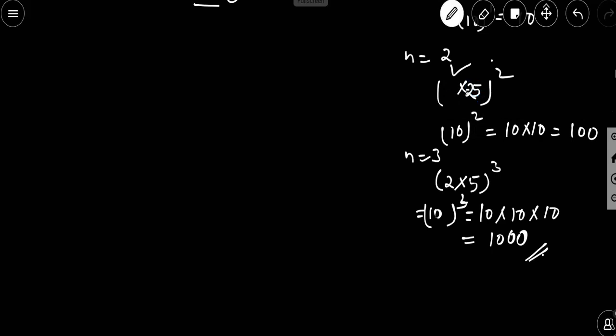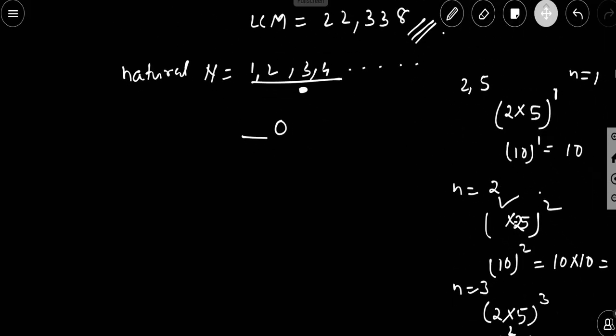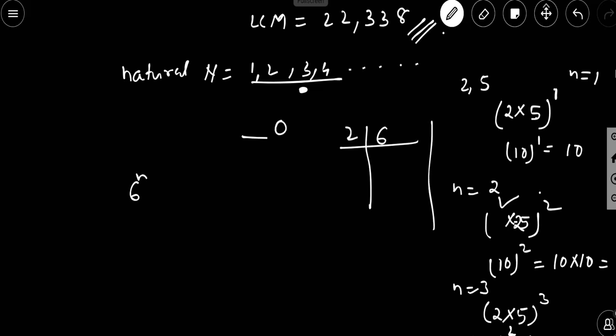Now, let's find the factorization of 6, since he has given 6 to the power of n. 6 is 2 times 3, and 3 is again a prime number. So you are going to get (2 into 3) to the power of n. This could be written as 2 to the power of n into 3 to the power of n. You can write it in this form, or keep it like this only. Both are the same.